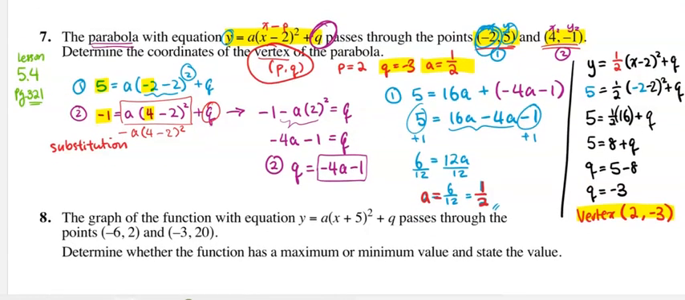You also have enough information for a full equation here since we know that q is actually equal to negative 3. So you could plug this into your graphing calculator just to verify that the vertex is actually correct.